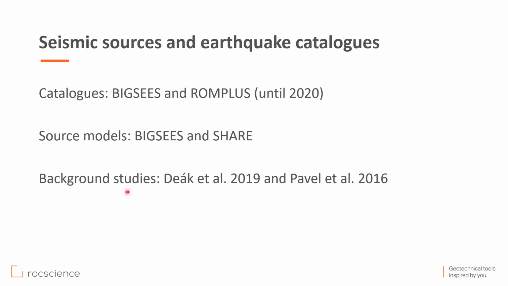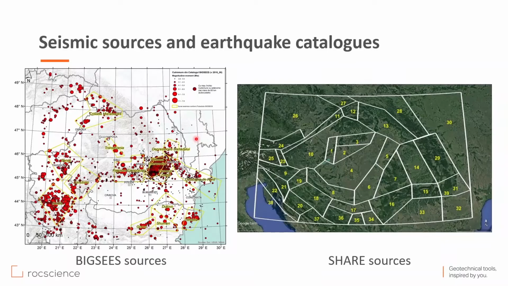and all are in the right place, and all parameters are correct in our models. Source models were used the BIGC's and the SHARE model. So BIGC's is mainly used in Romania, and SHARE is used all around Europe. And as background studies, Deák et al. and Pavel et al. materials were used.